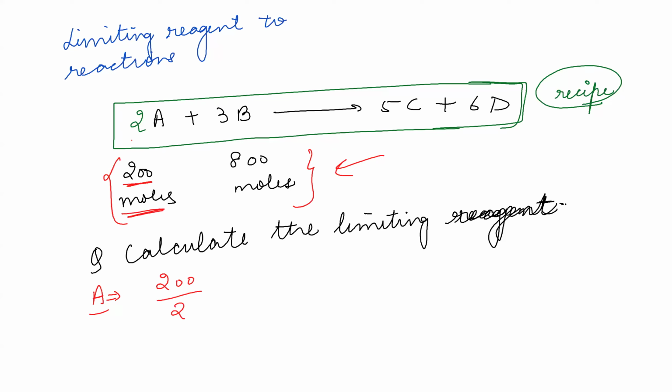What is the stoichiometric coefficient of A? Tell me. That's 2. What is the stoichiometric coefficient of B? That's 3. Are we understanding? So that's what we know as the value. So what do we do? 200 divided by 2. Understood my point or not?